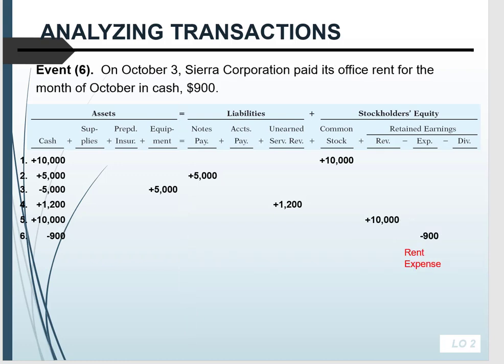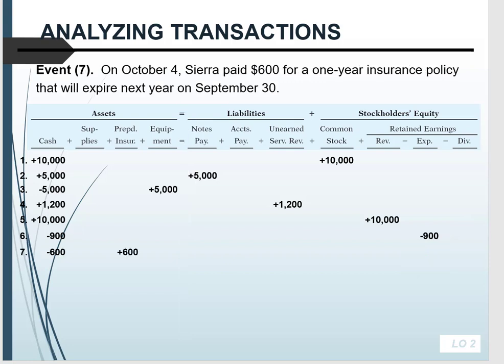Next, we paid office rent. Cash went out the door of $900. That's an expense. We have to show it as a negative number. Negative, negative, right? We're still in balance.